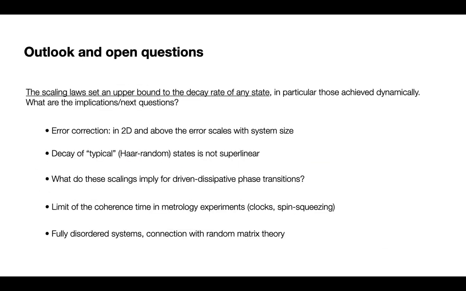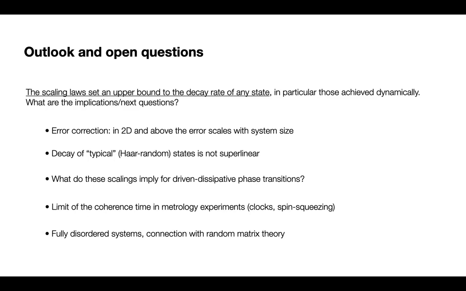Okay, so then maybe some take-home messages and open questions. These scaling laws set an upper bound to the decay rate of any state, also those prepared dynamically. Some natural questions: what if you care about error correction? In particular, we have shown that in 2D you are not protected from correlated decay. On the other hand, this is the worst case scenario. We know that for generic states, as in Haar random states, if you pick a state randomly from the Hilbert space, it doesn't decay superlinearly.